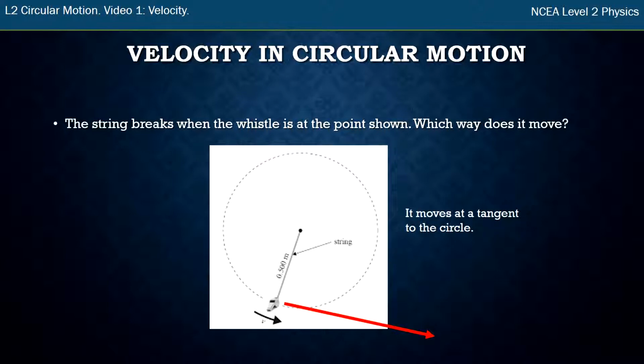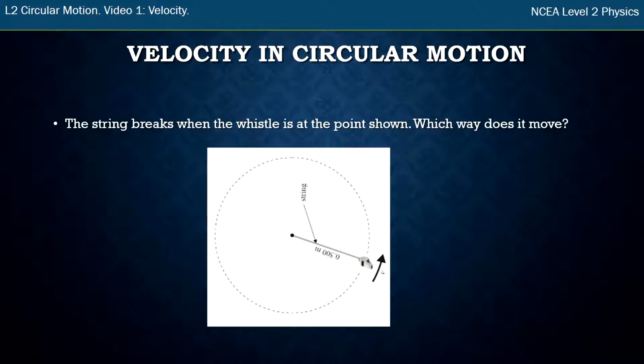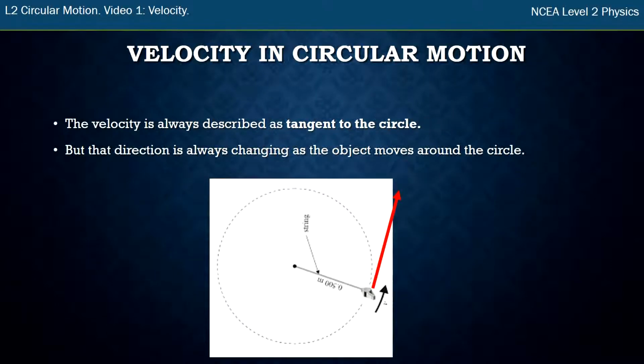Okay, so at any point where the string breaks, the whistle moves at a tangent to the point of where the string broke. Let's say the whistle's now in a new position, so it was spinning around and the string breaks there. Which direction is the velocity now once the string's broken? Again, it moves at a tangent to the circle. The velocity is always described at any point as a tangent. Okay, so if you can just find where the object is in the circle, draw a tangent arrow, that is the velocity at that point.